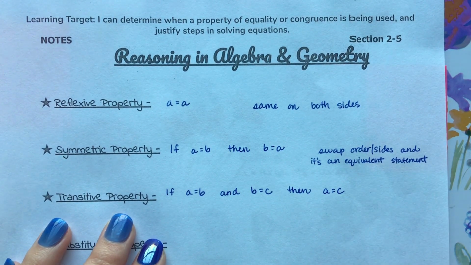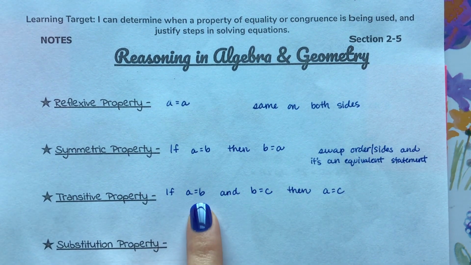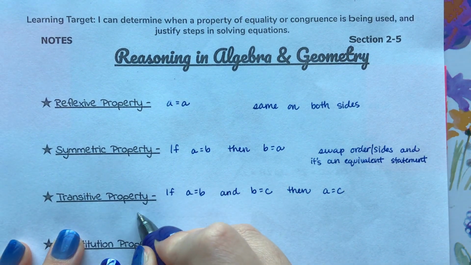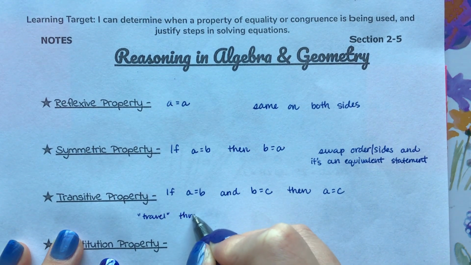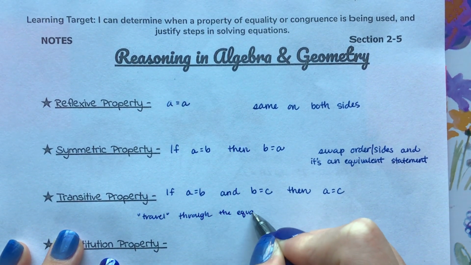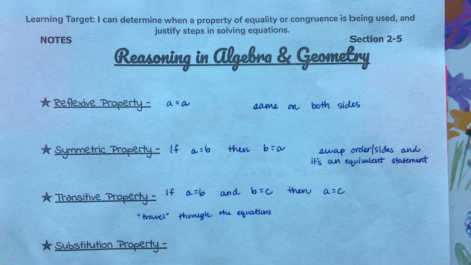It's very similar to the law of syllogism. You might be noticing that, but it's not quite the same because this is complete equality while a syllogism still leads from one thing to the next. So I kind of think of it as you can kind of travel through the equations. That's just a way that I kind of make sense of it in general terms, so to speak.